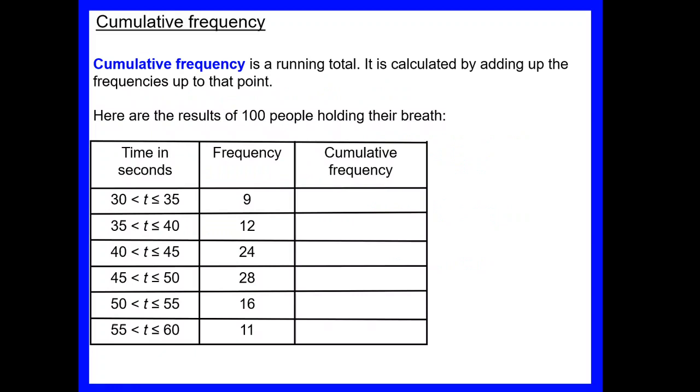Okay, so we're going to have a look then at cumulative frequency. So cumulative meaning one after another and frequency meaning how many. So cumulative frequency is a running total and we find it by adding the frequencies together.